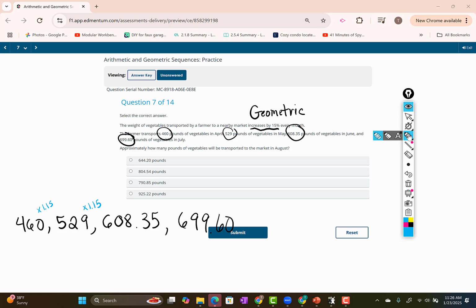So let's go back to the problem. They want us to find how many pounds of vegetables will be transported to the market in August. The first month was April, this was May, this was June, and this is July. So we don't even need to use an explicit formula here. August is just the next month. So we're going to take July's poundage and multiply it by a common ratio of 1.15 to get our answer.